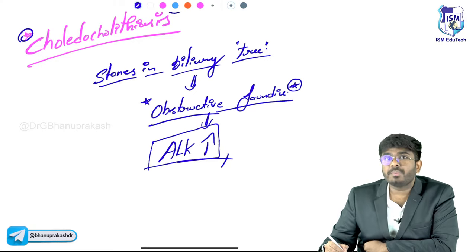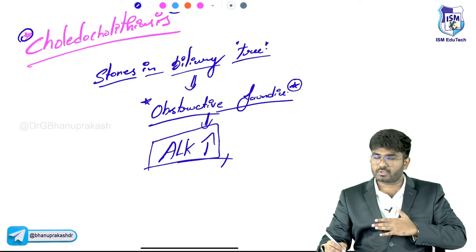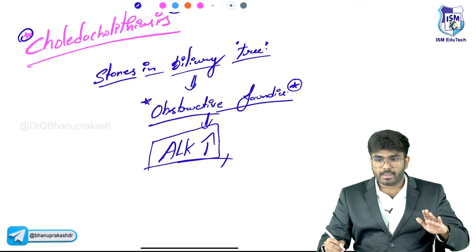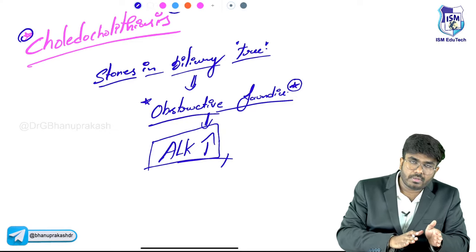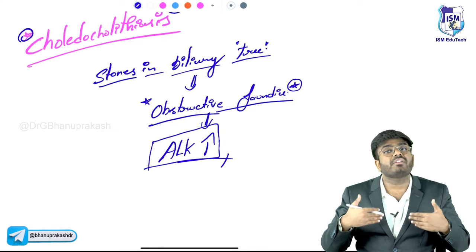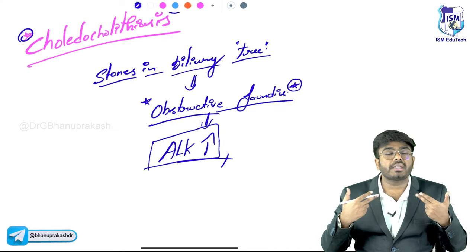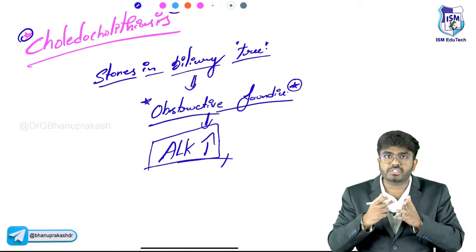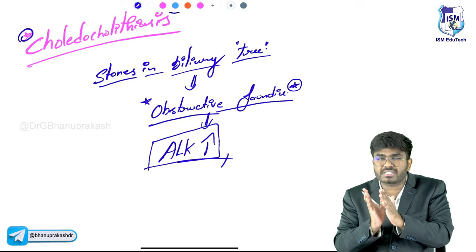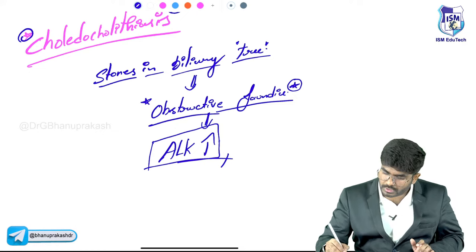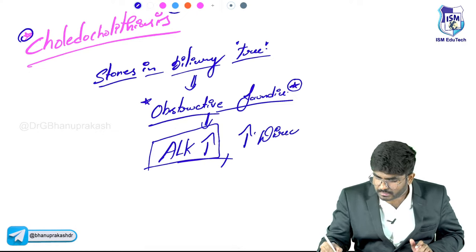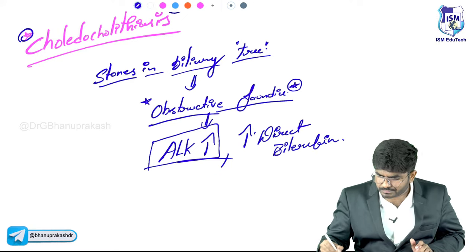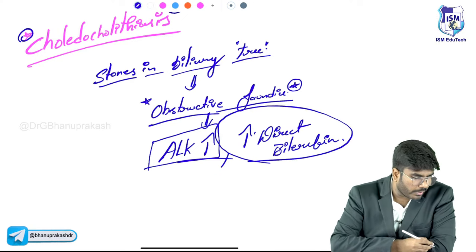Not only this, which bilirubins are going to be elevated? The liver is okay; there is no problem with the liver. But the bile is not coming into the duodenum. So direct bilirubin levels, the conjugated bilirubin levels, are going to be elevated. Why? Because the conjugated bilirubin is not going into the duodenum, because there is a block. So these patients are going to have increased direct bilirubin levels.